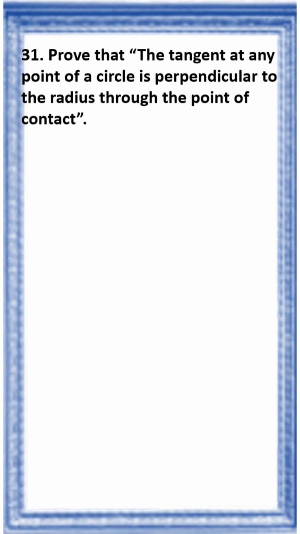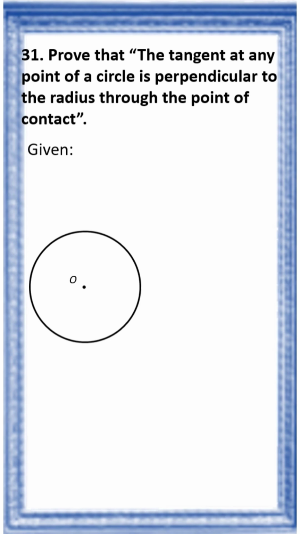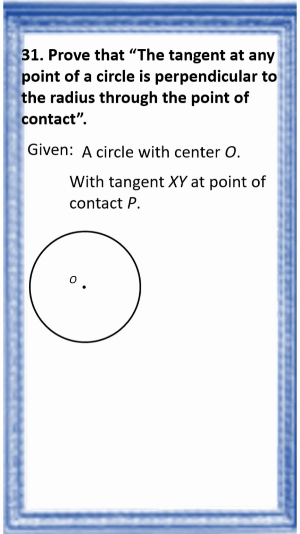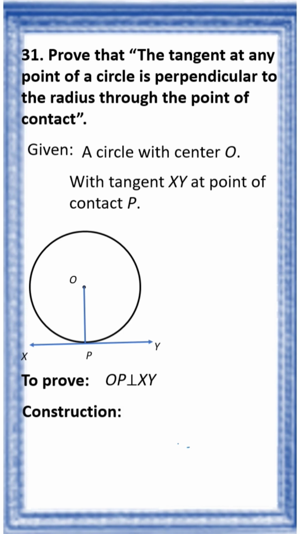Now the 31st question. Prove that the tangent at any point of a circle is perpendicular to the radius through the point of contact. What has been given here? A circle with center O with the tangent XY at the point of contact P. To prove: OP is perpendicular to XY, which means angle OPY should be 90 degrees.